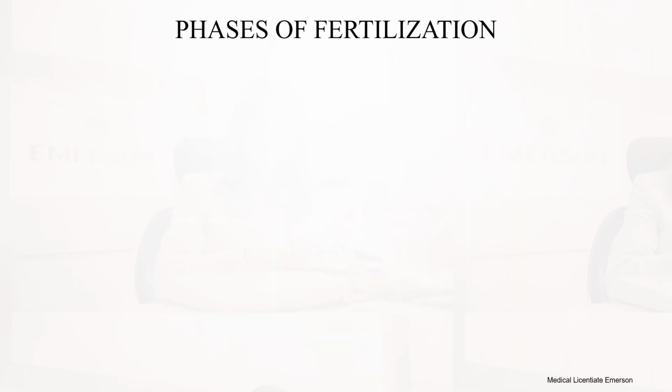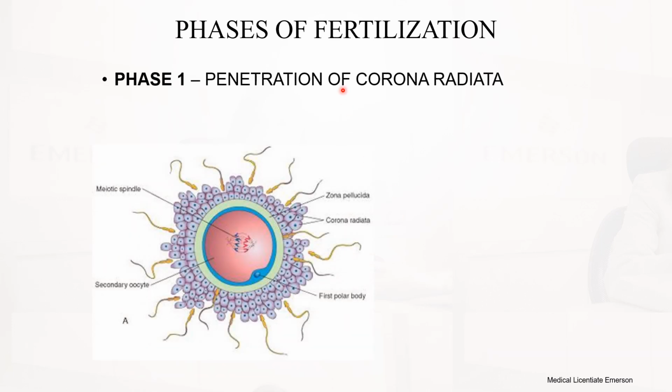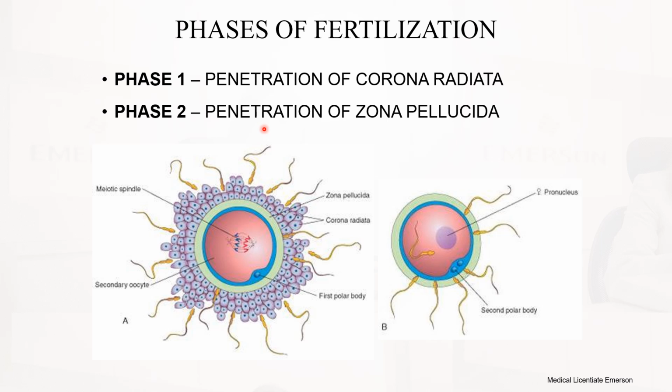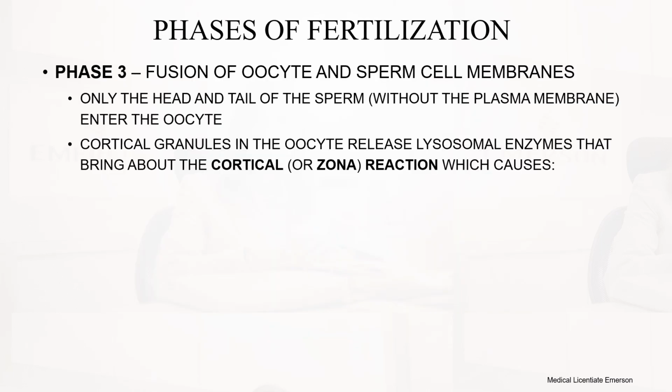Okay, so now that was before fertilization. Let's now look at the phases of fertilization. Phase 1 is penetration of the corona radiata, which we have talked about. Then phase 2 is penetration of the zona pellucida, which we have also talked about. Those are the phases of fertilization: the penetration of the corona radiata and the penetration of the zona pellucida.